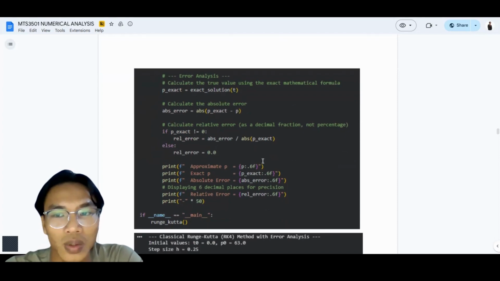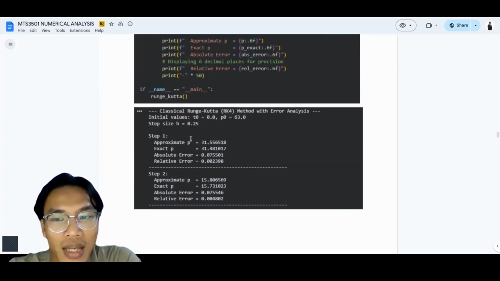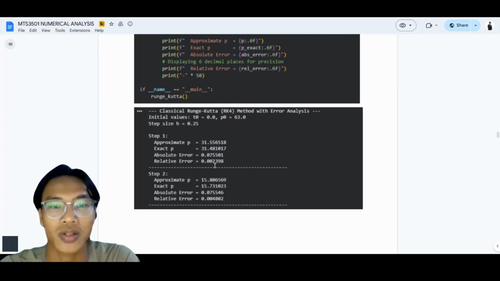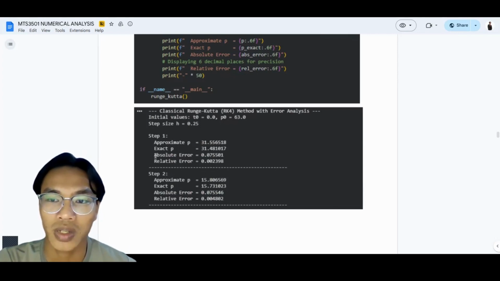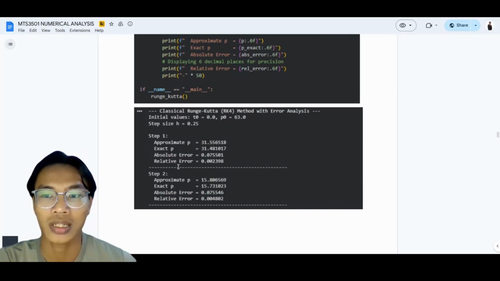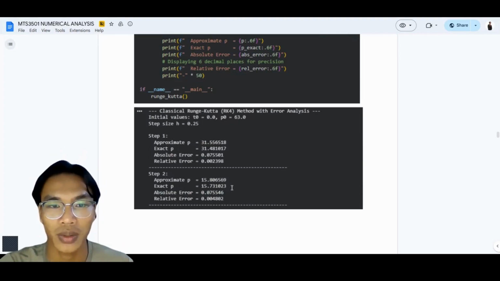Okay, now let's take a look at our final output. At time 0.25 hour, which is 15 minutes, in step 1, the approximate p equals 31.556518. The exact p equals 31.481017. The absolute error is 0.075501, and the relative error is 0.002398. Similarly, for step 2, at time 0.50 hours, which is 30 minutes, we got this value.